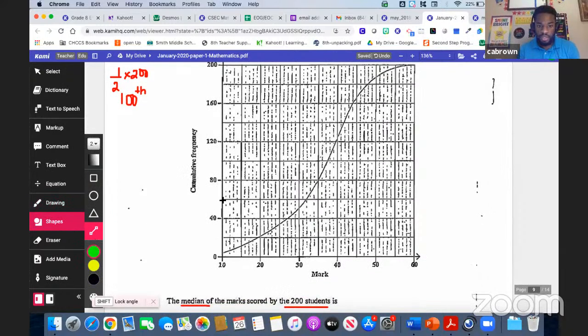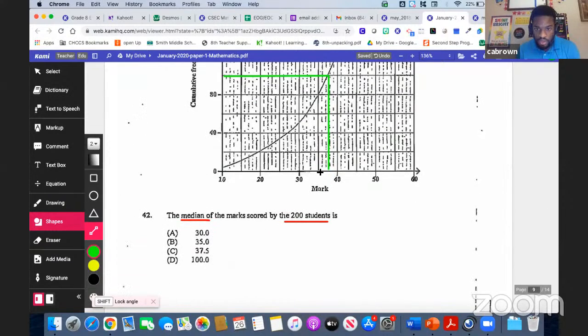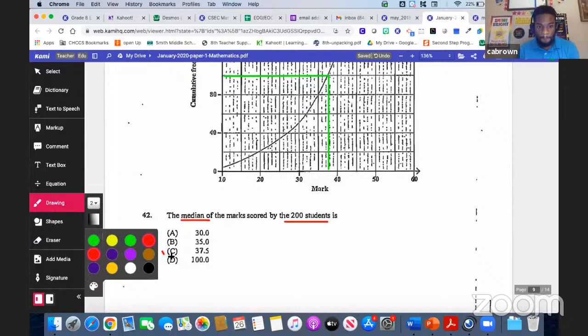Let's look at the cumulative frequency. Let's go to 100: 20, 40, 60, 80, 100. We're going to go over here and then go down here. If this is 30, 35, 36, 37, it's between 37 and 38. So our answer here is 37.5. That's our answer.